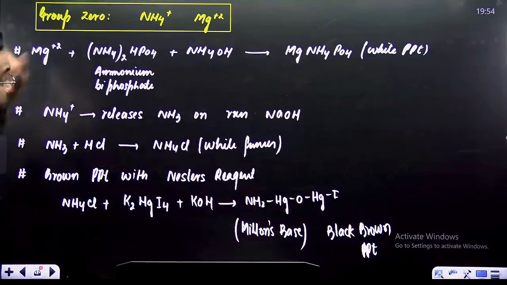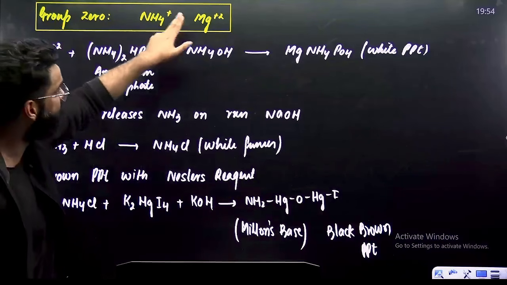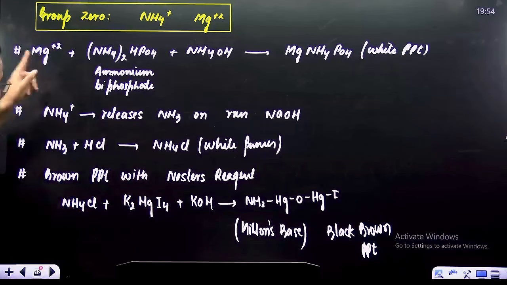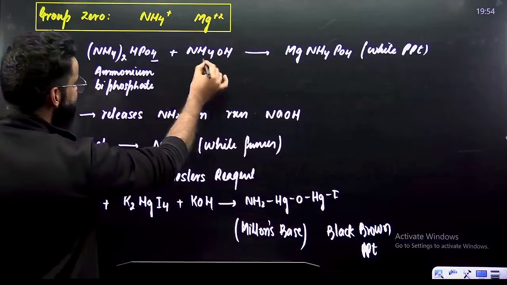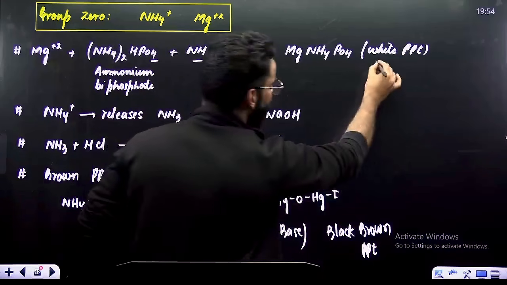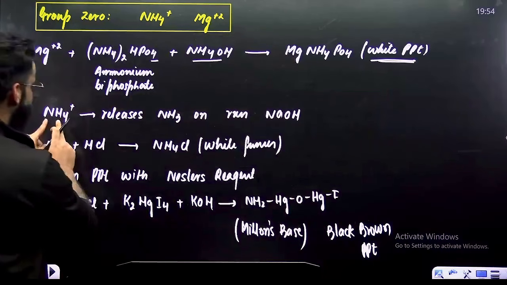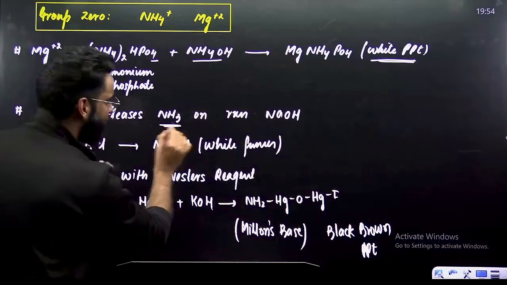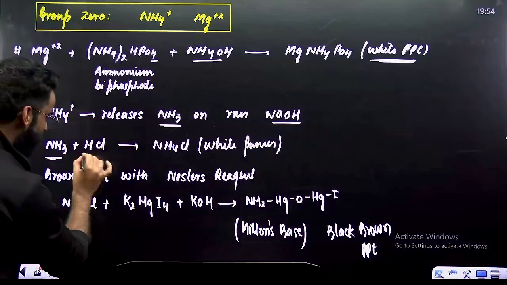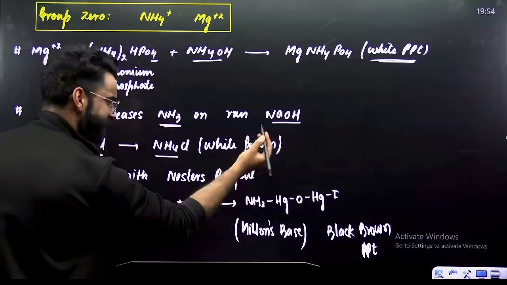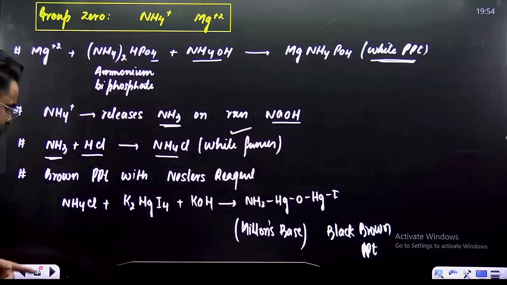Similarly, my dear students, there is group 0 as well. In group 0, there is NH4⁺ ion and Mg²⁺ ion. Now, Mg²⁺ on reaction with this particular substance and NH4OH, what do you get? You get a white precipitate here. Similarly, NH4⁺ releases NH3 on reaction with NaOH. This is also an important point. NH3 on reaction with HCl, what do you get? NH4Cl. All of you know, white fumes, right?